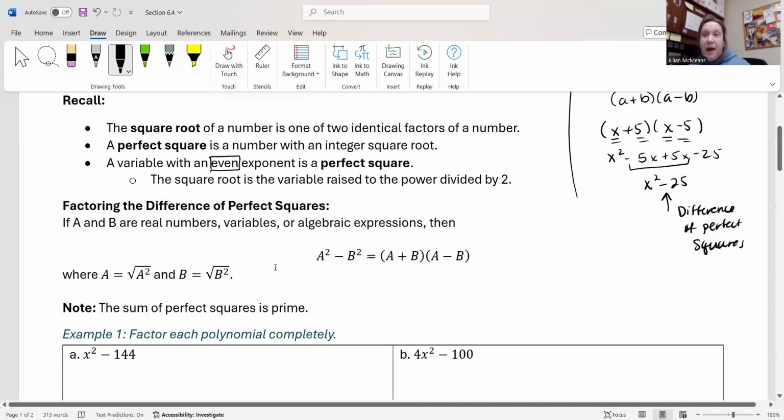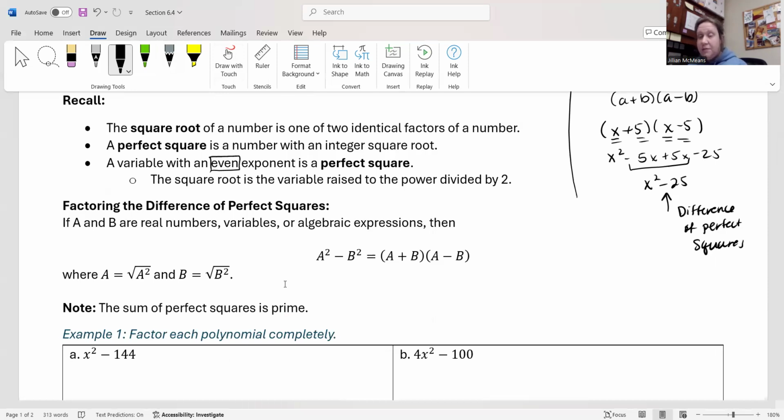The form or the pattern that we need to recognize is that if a and b are real numbers, variables or expressions, so a and b can be just numbers, variables, or expressions, then you would have something like this. a squared represents a perfect square, b squared represents a perfect square, and if we take the square root of a squared and the square root of b squared, we just get a and b. That tells us that as long as you have the difference of perfect squares, difference being subtraction, you can take the square root of those two terms, add the square roots, subtract the square roots, and there's your conjugate pairs.